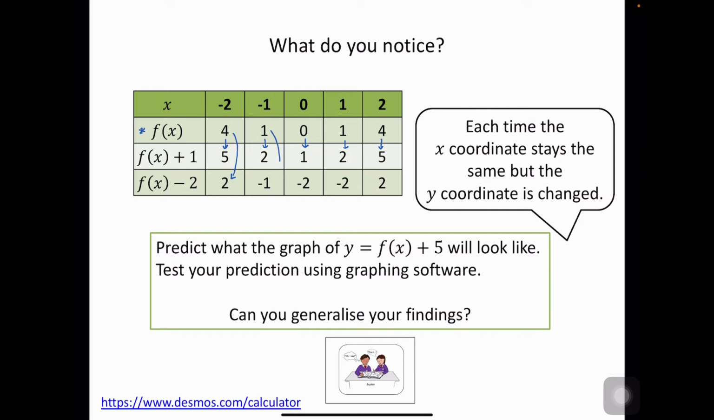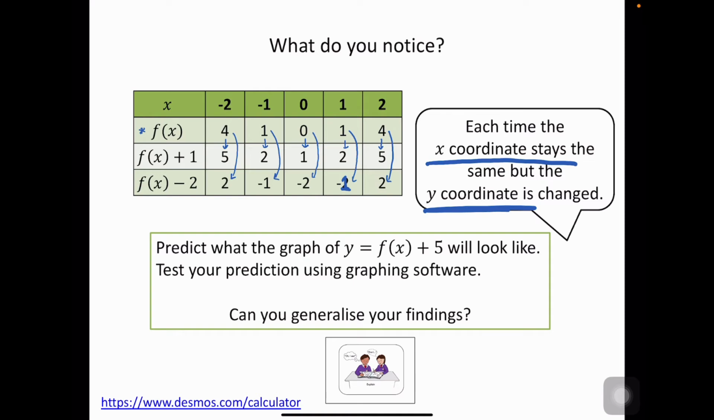These values, so 1 to equal 2 is negative 1, 0 to equal 2 is of course negative 2, 1 to equal 2 is, this is a mistake, and 4 to equal 2 is 2. So each time the x coordinate stays the same, but the y coordinate changes. Predict what the graph of y equals f of x plus 5 will look like.